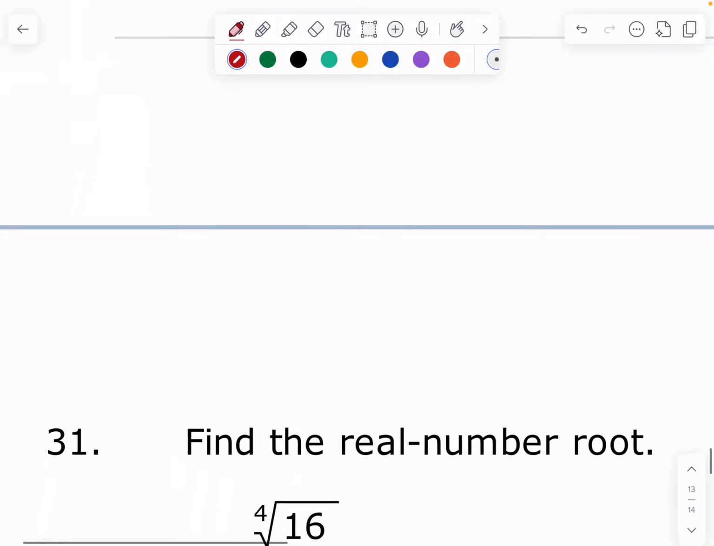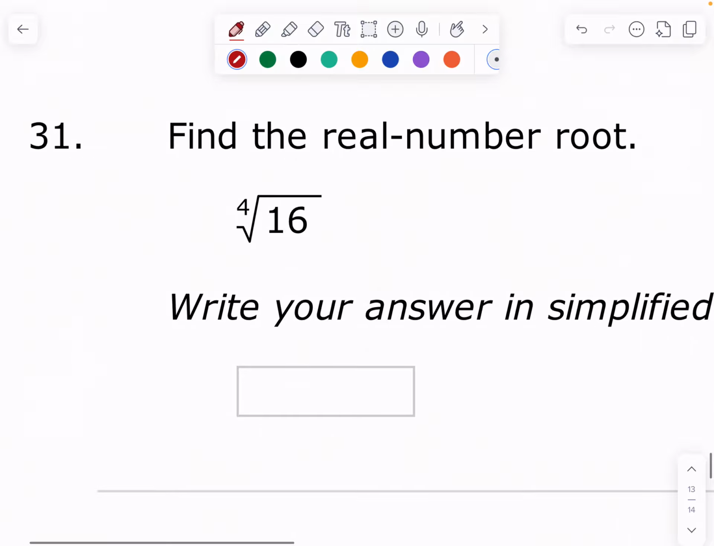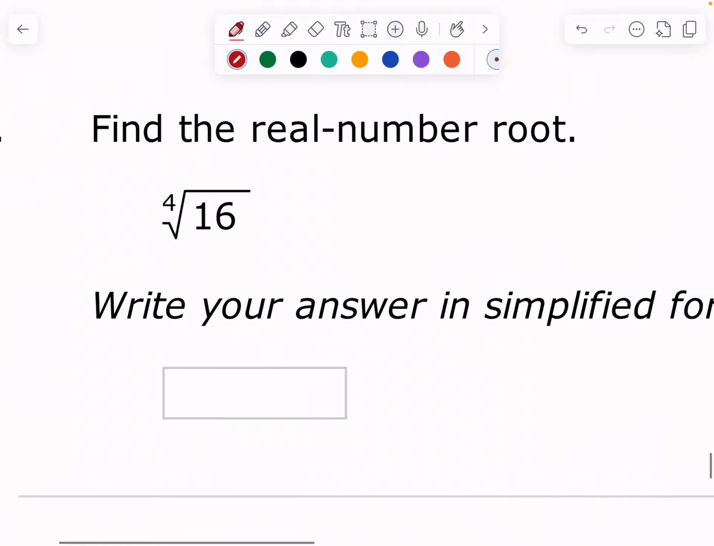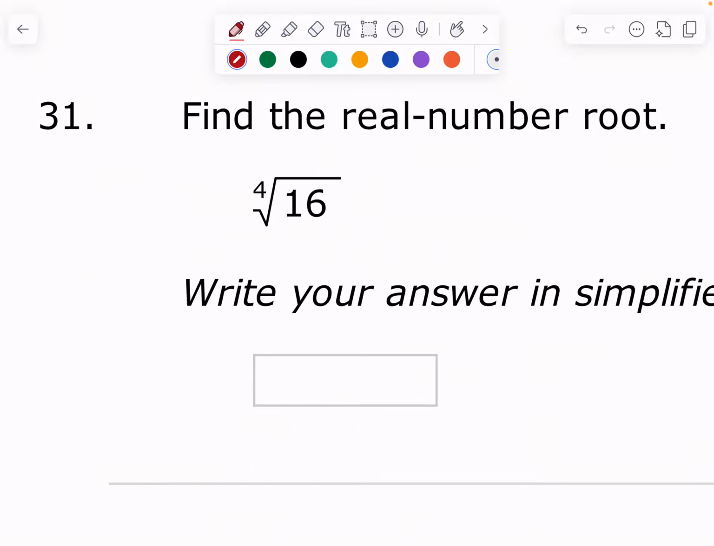Okay, number 31, all the rest of these are so easy. We're going to take a little bit of extra notes on 32, I think is what it is. Nope, 33. Okay, so find the real number root. So how do you type in the fourth root? There are 2 ways, both of them in Desmos.